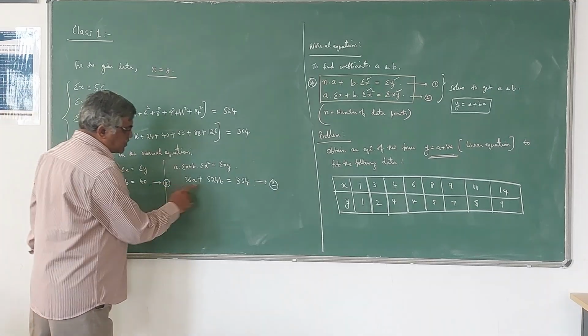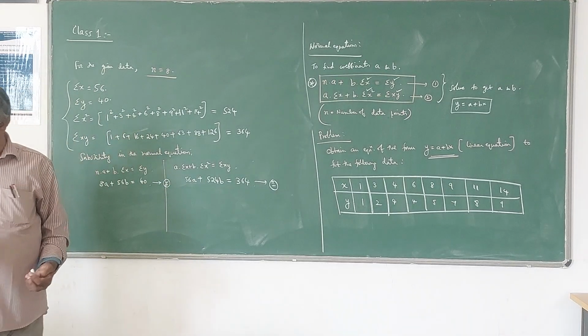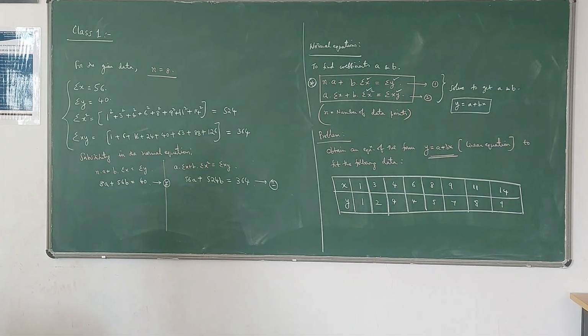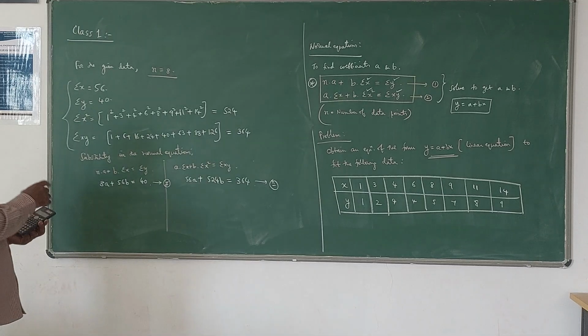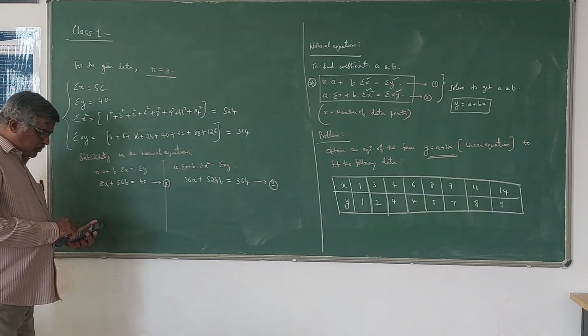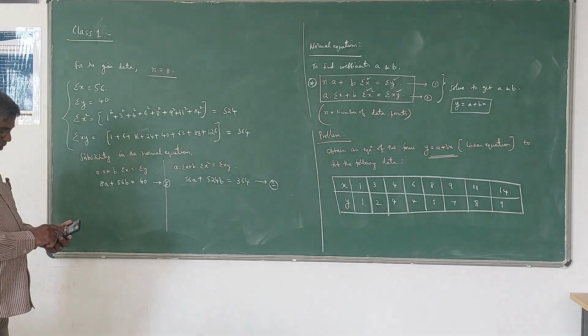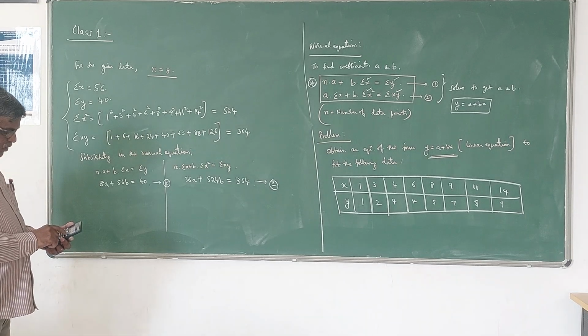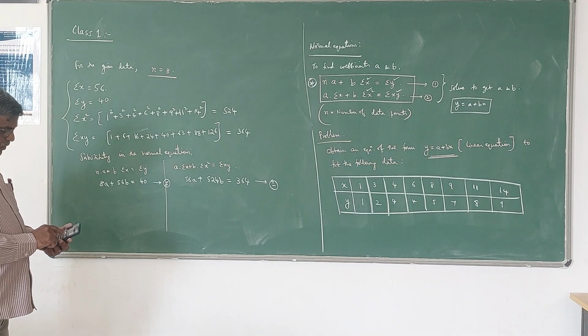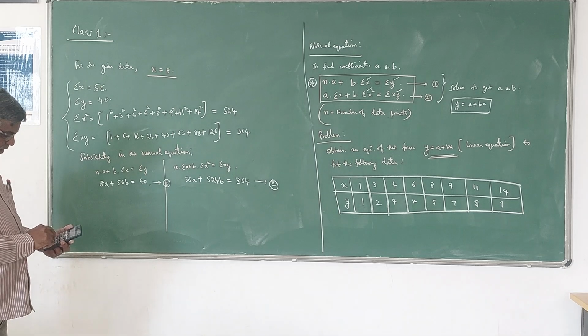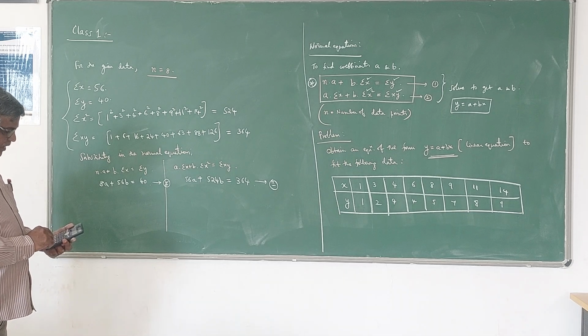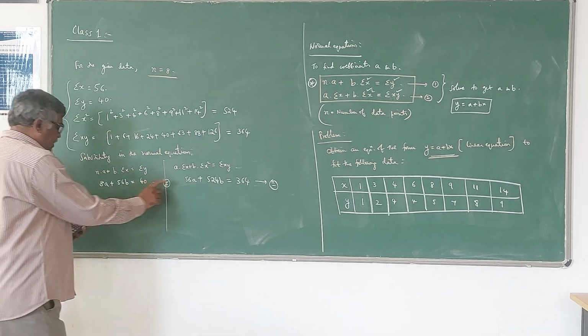If you solve these two simultaneous equations, you can do it using a calculator. I hope you know how to use the calculator. You go to that mode, and in that mode you have to go to equation, that is 1. Then unknowns, two unknowns. There are two unknowns, a and b.